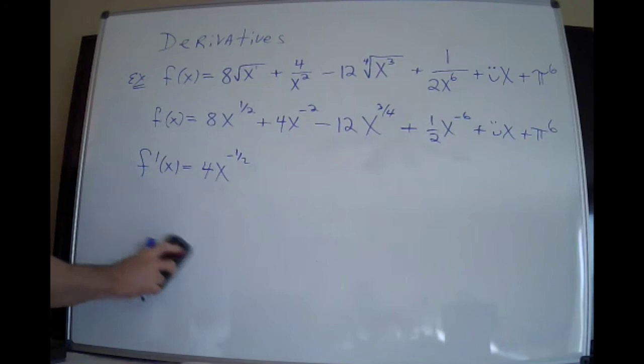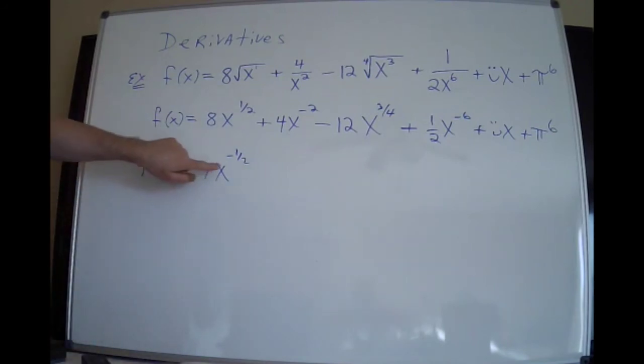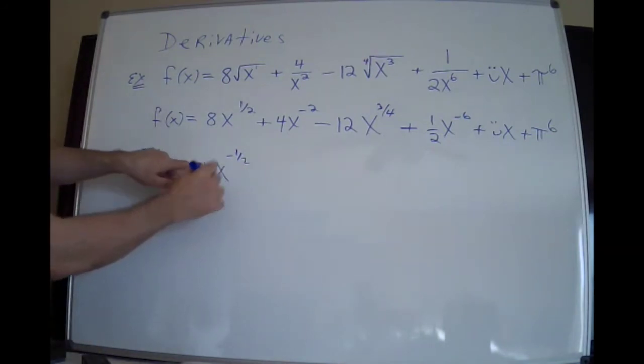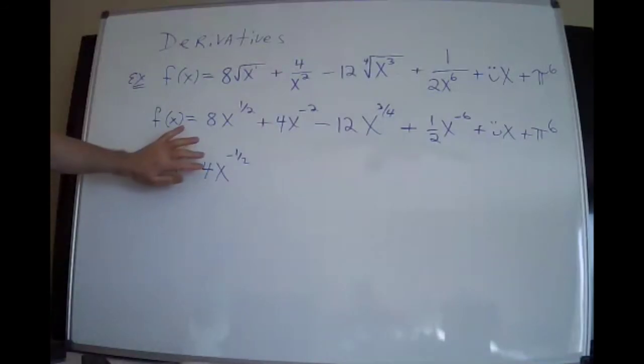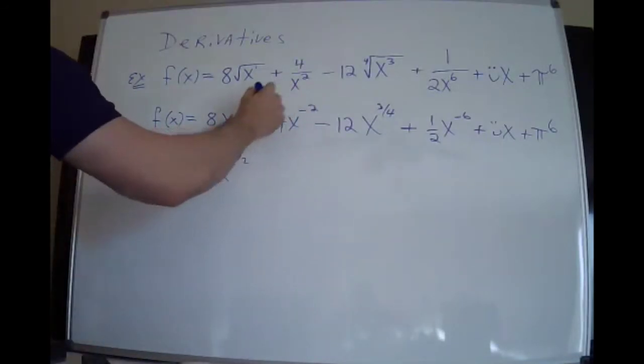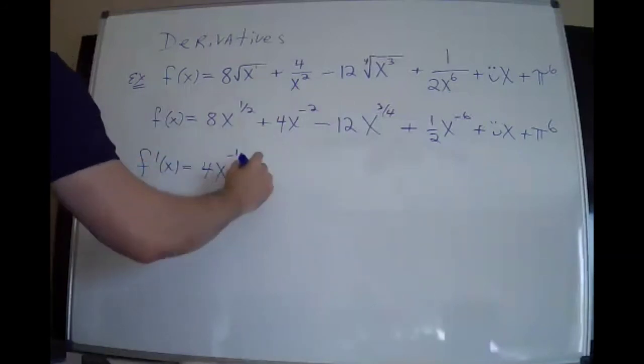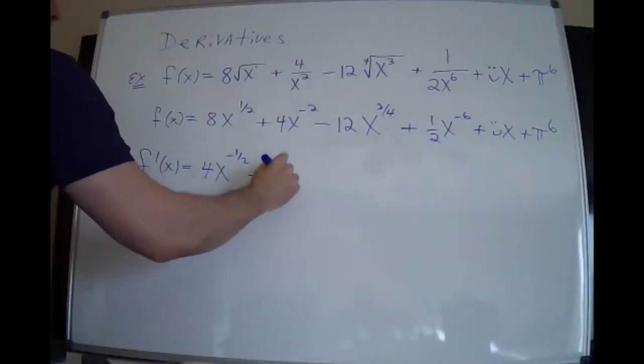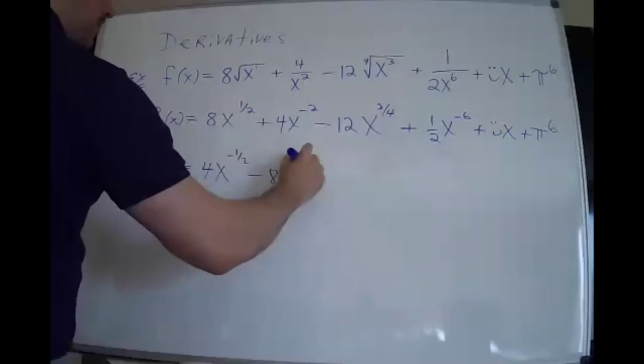Don't rewrite the answer after you take the derivative. Leave it like this, all right? Don't get cute and go, I'm going to make this 1 over radical x. You can do that, but don't do that, all right? Leave it alone. Multiply by the power. 4 times -2 is -8. Subtract 1. Minus 2 minus 1 is minus 3, right?